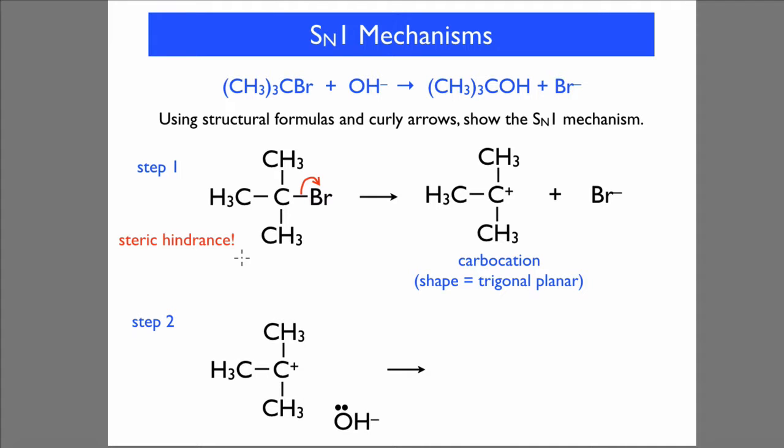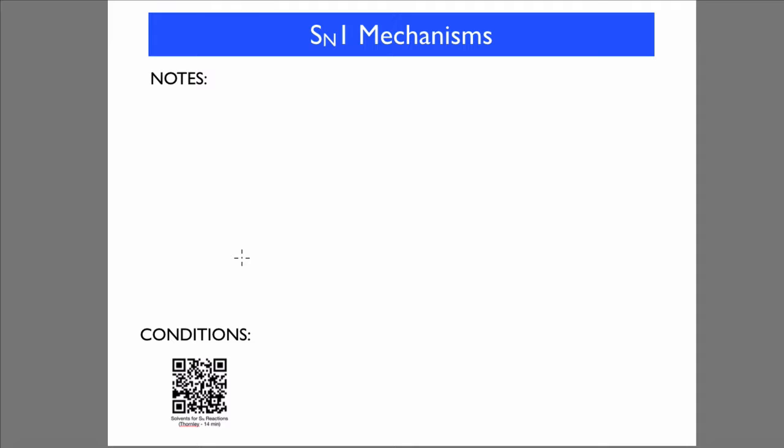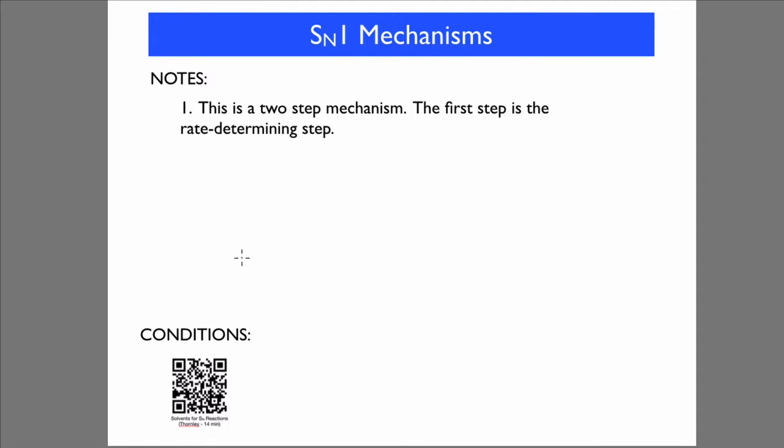Next, the carbocation and the hydroxide ion will react. We're going to use our curly arrows to show the lone pair from the hydroxide ion donating to the carbocation positive center, forming a new bond. So it's a two-step mechanism. The first step is rate determining.